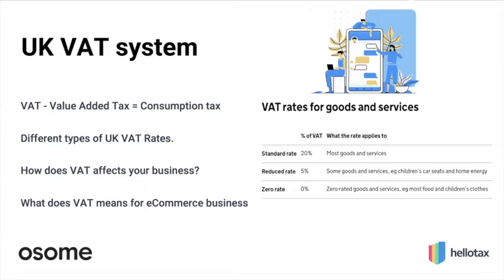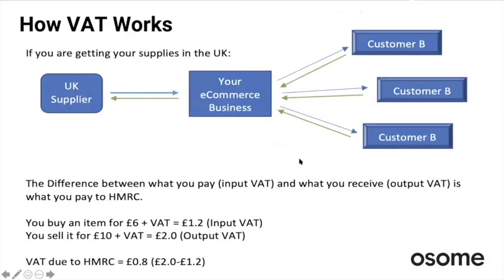Now, what it means in terms of the actual calculation and how it works. I have a very basic example here, and let's keep it simple. You have a UK supplier, you have your UK e-commerce business, and you have UK customers. You get products from your UK suppliers and pay them for that. Let's say you receive an invoice from them for £7.20. That £7.20 is £6 plus VAT, so £1.20 is the VAT element that you have paid to your supplier.